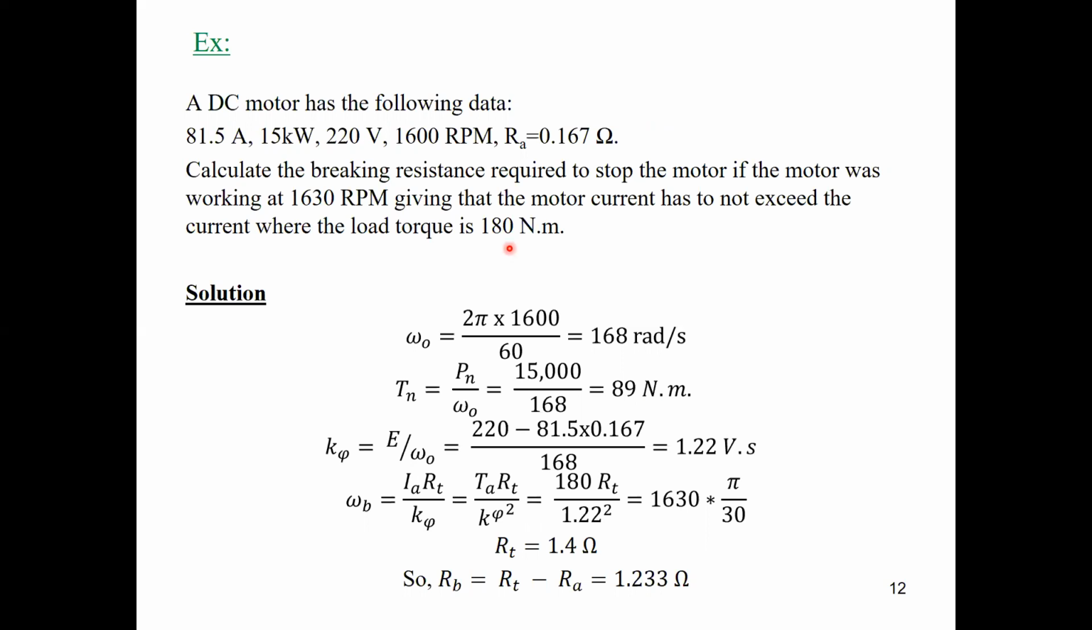So simply, we need to apply Kirchhoff's voltage law and calculate the value of resistance based on the current value. Here we don't have any supply voltage, so we can redraw our circuit. We have the EMF of the machine, this is EA, and we have the braking resistor and the armature resistor. This is RA, this is R braking, and we have the current I braking.